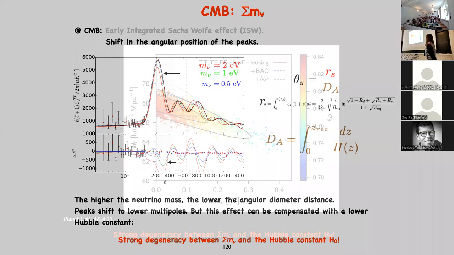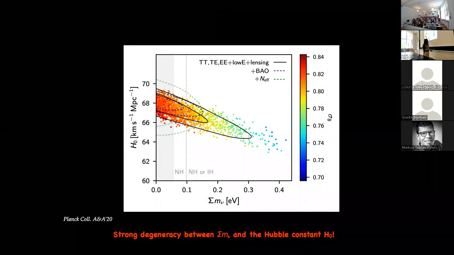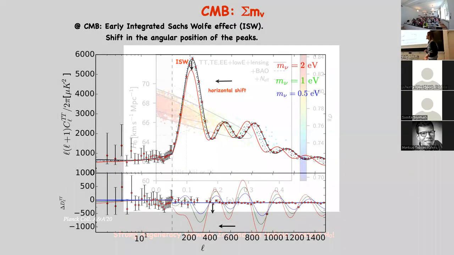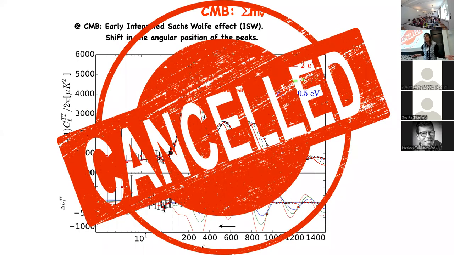So I increase the mu, I change the Hubble constant, and that's it. So what happens is that these two effects are canceled, because there are parameter degeneracies. So then you will tell me, yeah, but Planck puts limits on the neutrino mass, right? We have seen that in the Planck paper, okay?